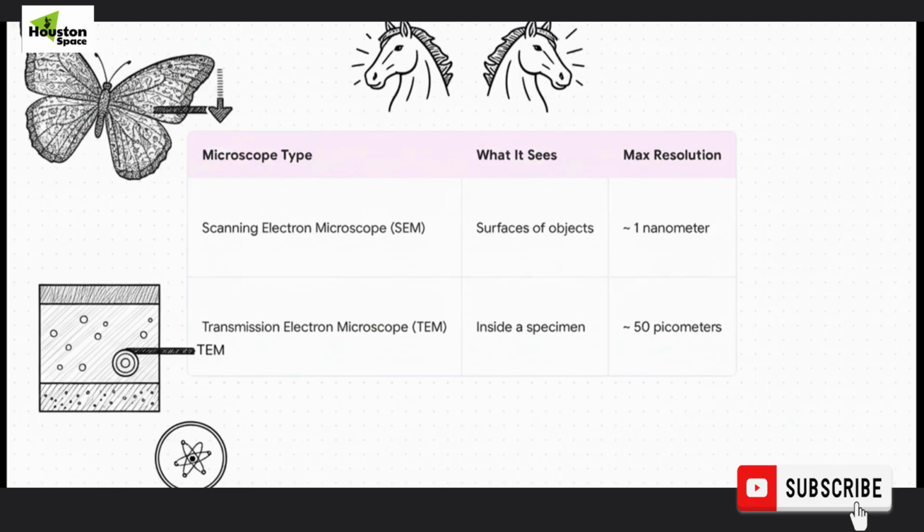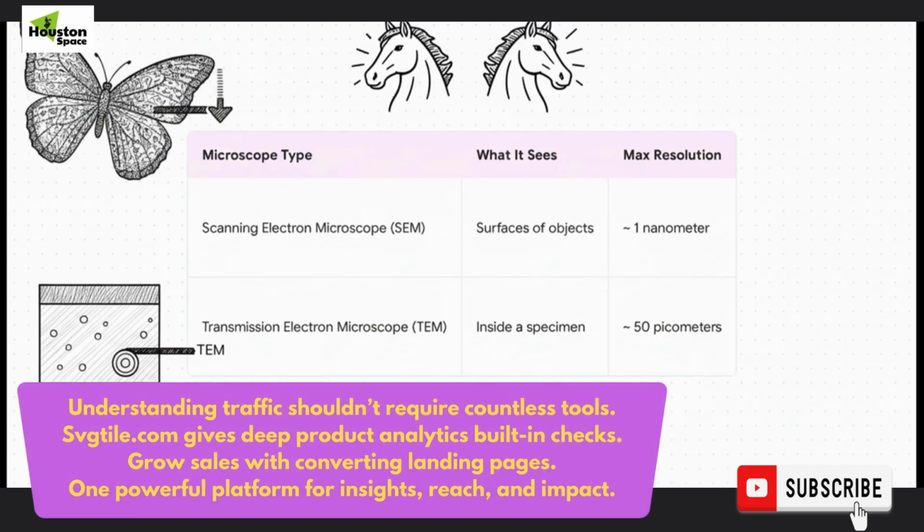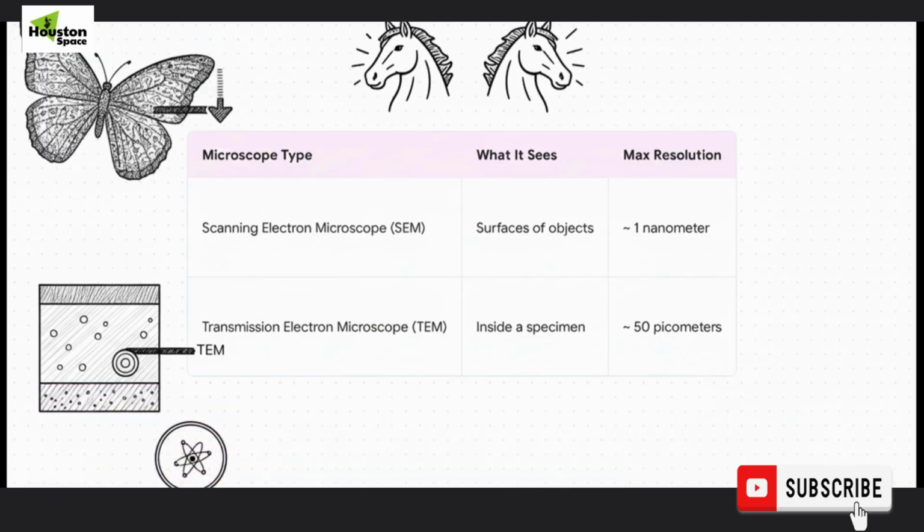Then you've got the transmission electron microscope, the TEM. This one is more like a high-powered X-ray. It fires electrons through a super thin slice of a specimen to see what's going on inside. And as you can see, the TEM is the real heavyweight champion here. Its resolution can get down to 50 picometers, and yeah, that is absolutely small enough to see individual atoms.